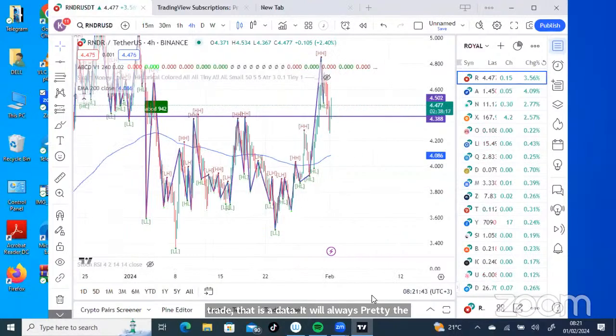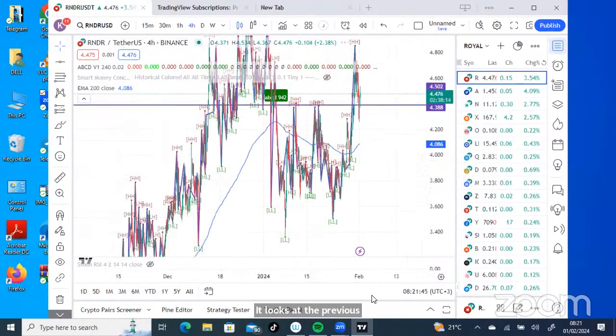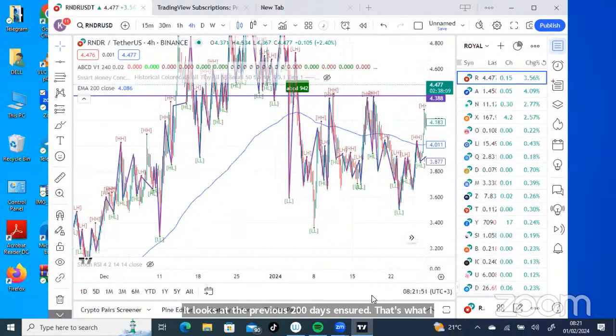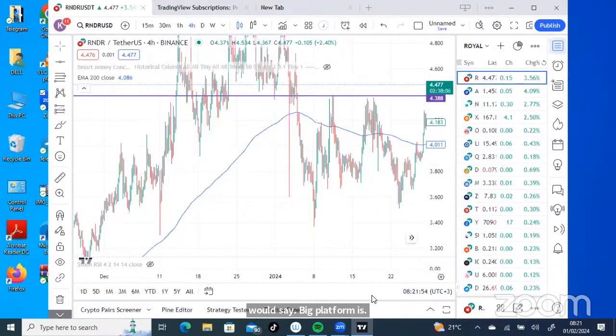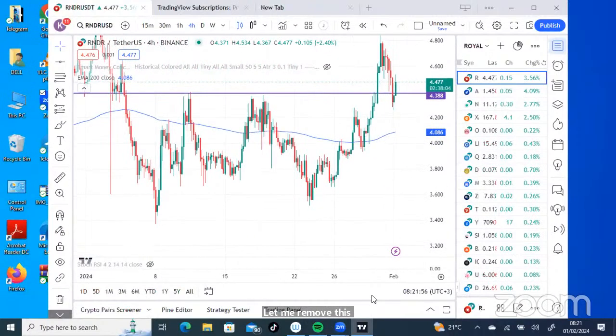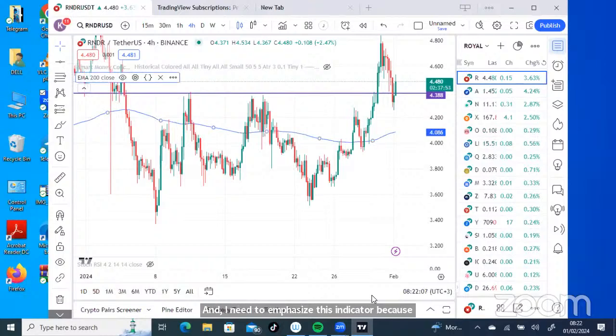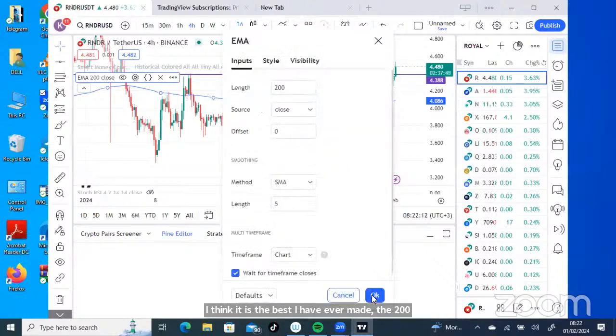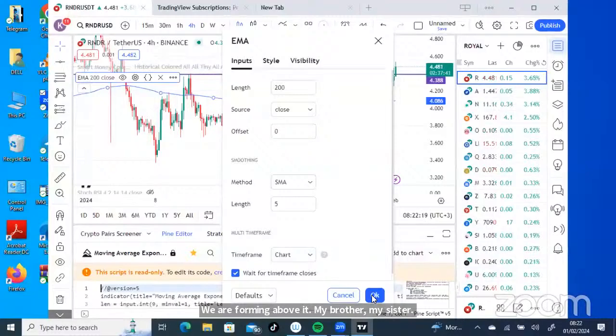It looks at the previous 200 days, in short, that's what I would say. The performance, let me remove this thing of up, down. And I need to emphasize this indicator because I think it is the best I have ever made, the 200 exponential moving average. When candles are forming above it, my brother, my sister, you are on a sure deal.